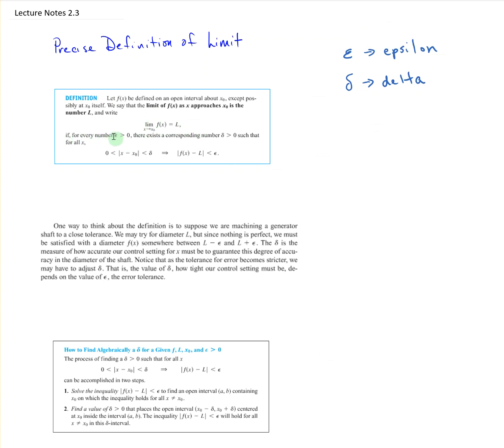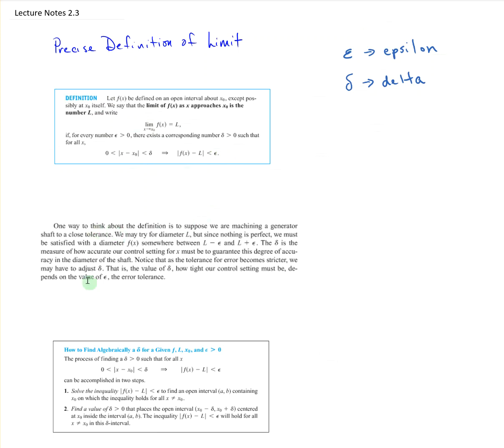If for every number epsilon greater than 0, there exists a corresponding number delta greater than 0, such that for all x's, the absolute value of x minus x sub 0 falls between 0 and delta, and the absolute value of f of x minus the limit is less than epsilon. Now that's a lot of stuff.